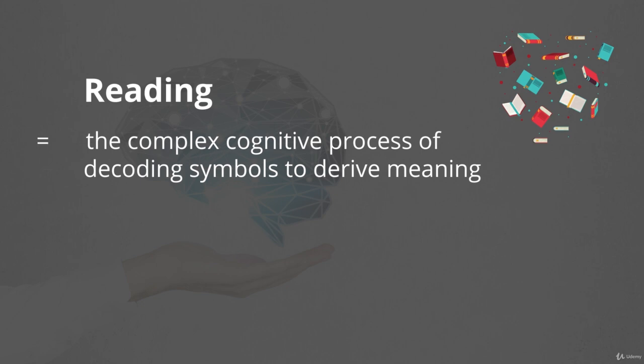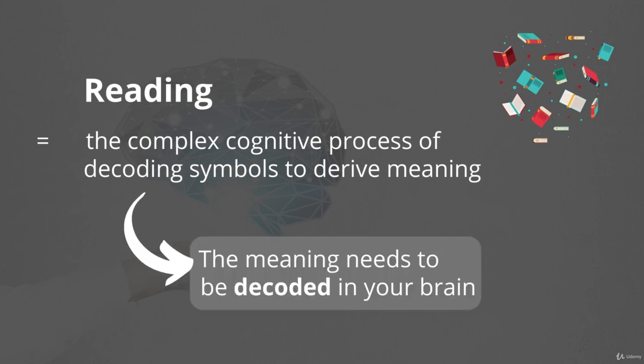symbols to derive meaning. That means that reading doesn't happen on the page that you read or the device that you read from, but it happens in your brain because the meaning needs to be decoded in your brain first. That's why the same text can have a different meaning depending on the person who's reading it. Different persons can interpret the same text differently, and that often has to do with their previous knowledge and ideals.